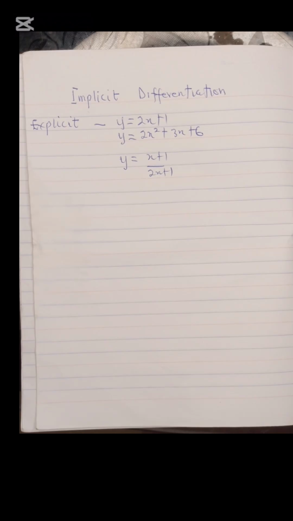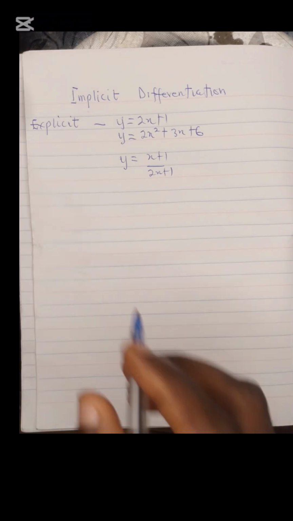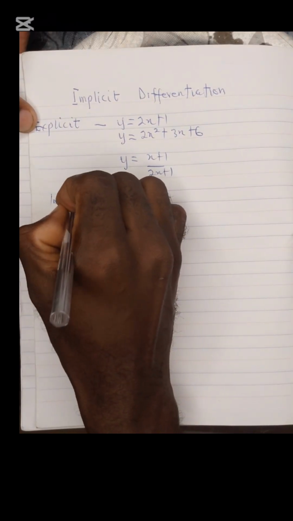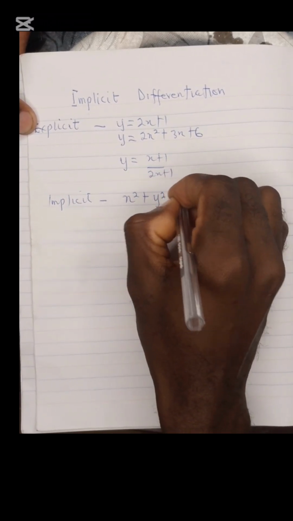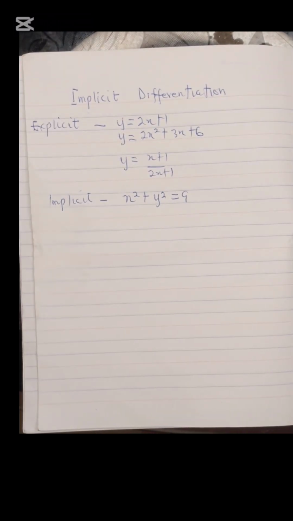So realize that in all the differentiations we've been doing so far, y is made the subject, and those functions were explicit functions. Now, let's go to the implicit. If there is a function where the dependent variable y is not made the subject, then it is an implicit function. So for instance, if we have x squared plus y squared is equal to 9, here, neither x nor y has been made the subject in the function. So this is a kind of implicit function.